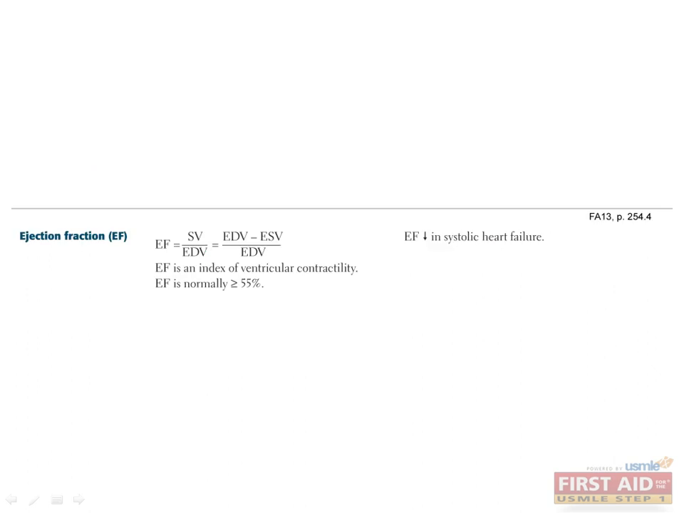Now, let's go over ejection fraction. The ejection fraction is a measure of what fraction of the blood in the ventricle at the end of diastole is ejected from the heart during systole. It's important because it's a measure of how well the heart is contracting, and it should normally be somewhere between 55 and 70%. If you see decreased ejection fraction, that means the heart isn't pumping well, which is systolic heart failure.